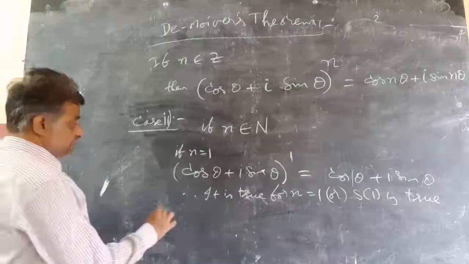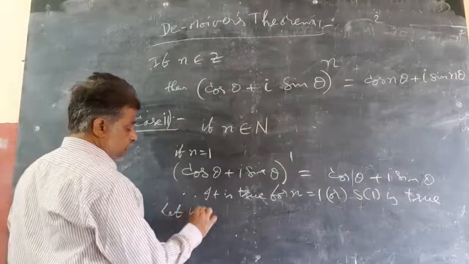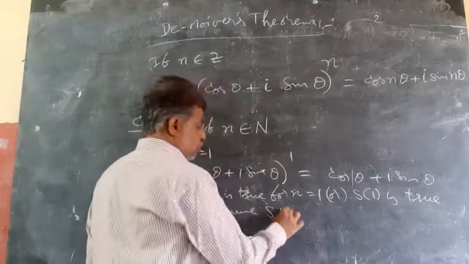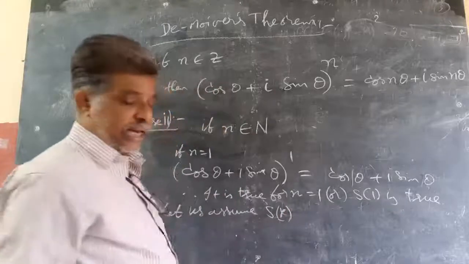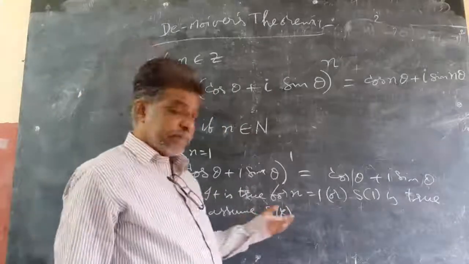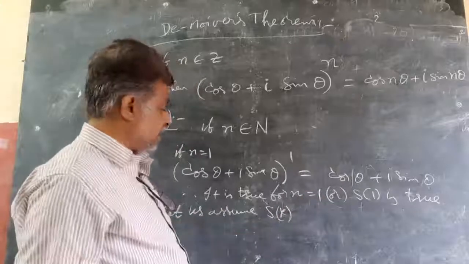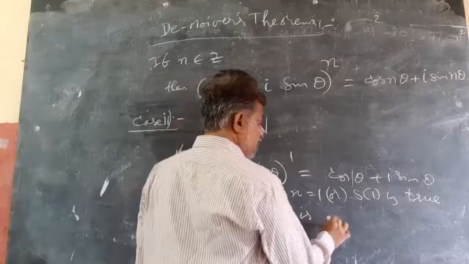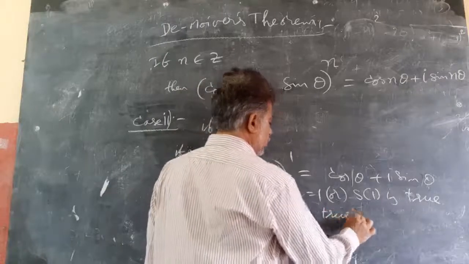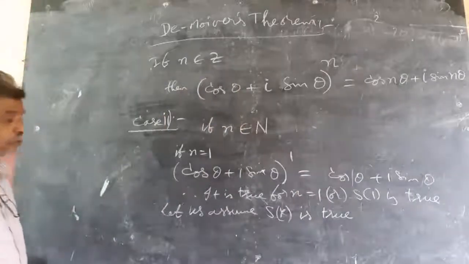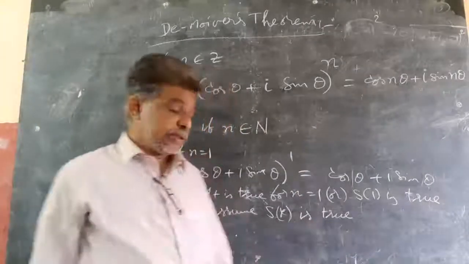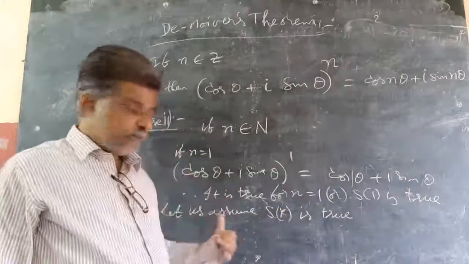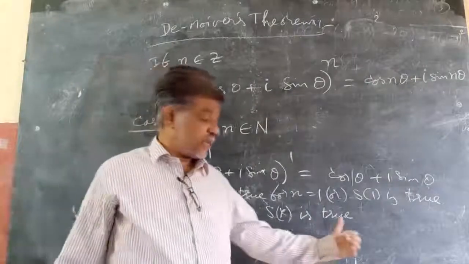That is what I told. Let us assume S(k) is true, or let the statement be true for n equal to k. Another way of writing this: let us assume that S(k) is true. Your choice. Whichever is easier for you, you can take that statement. Let us assume that the statement is true for n equal to k. Another way of representing the same statement is, let us assume S(k) is true simply.